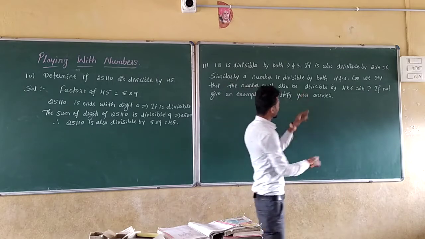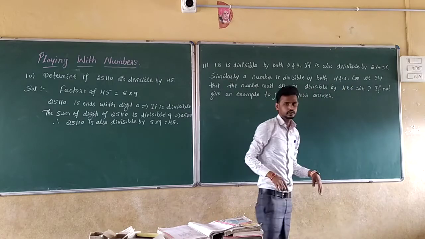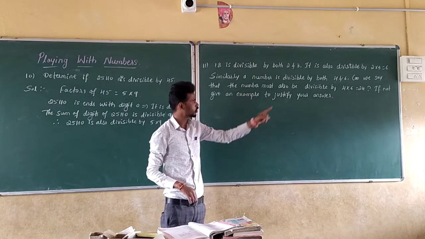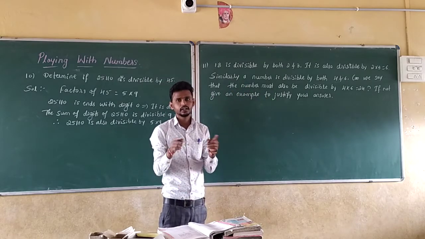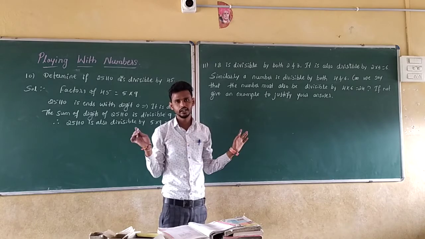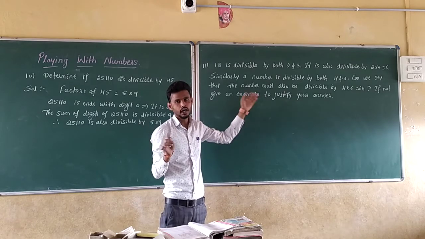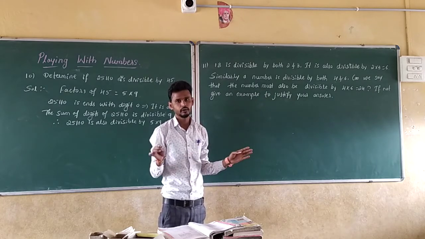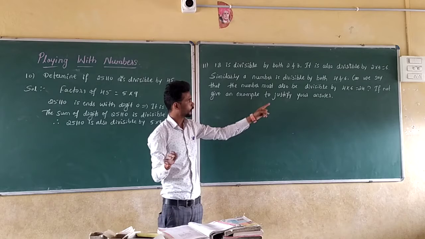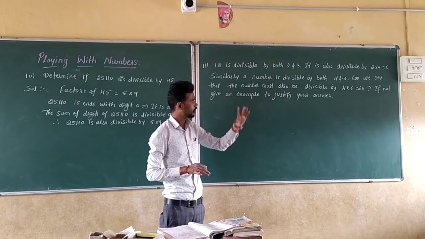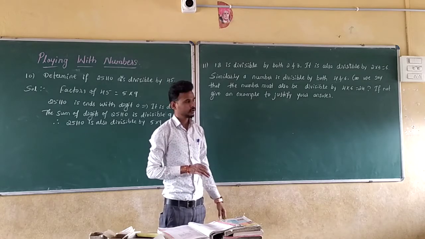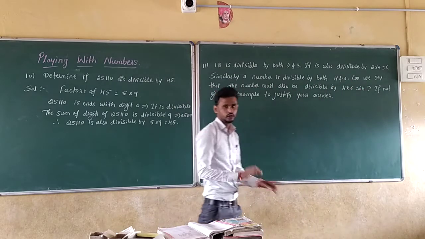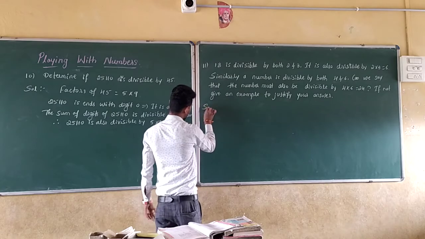But 4 and 6 are not co-primes. So those will divide 24, but those are not co-primes. Then their product does not necessarily divide the number, because those are not co-primes. We can't say whether it will divide or not, so we need to check that. Does their product also divide a number which is divisible by 4 and 6? No. Let us see an example.